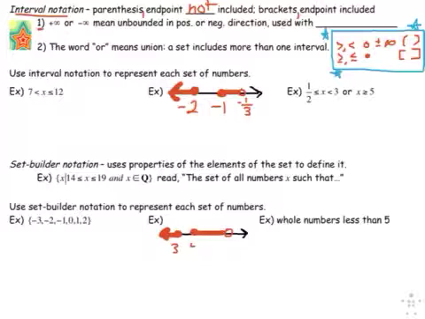The first bullet point here, positive or negative infinity, means unbounded in either direction, positive or negative, left or right, and it's used with parentheses. Secondly, the word or means union. A set includes more than one interval. So, ages between 12 and 14 or between 16 and 17.